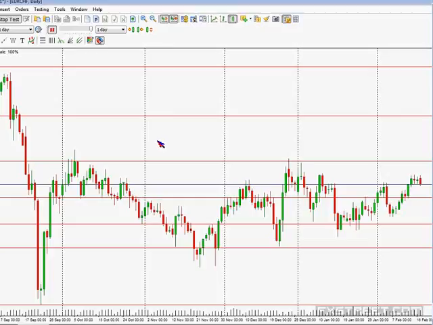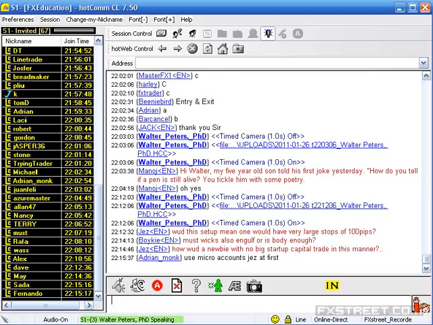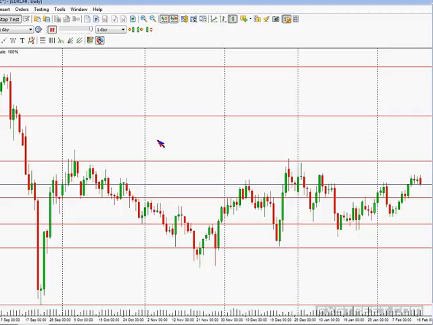That makes sense. Adrian Monk says use micro accounts. Yeah, that's right. There's no reason why anyone would want to start out trading standard lots or even mini lots for that matter. Really, micro lots is where it's at. So you'd be trading for cents per pip, Jez.